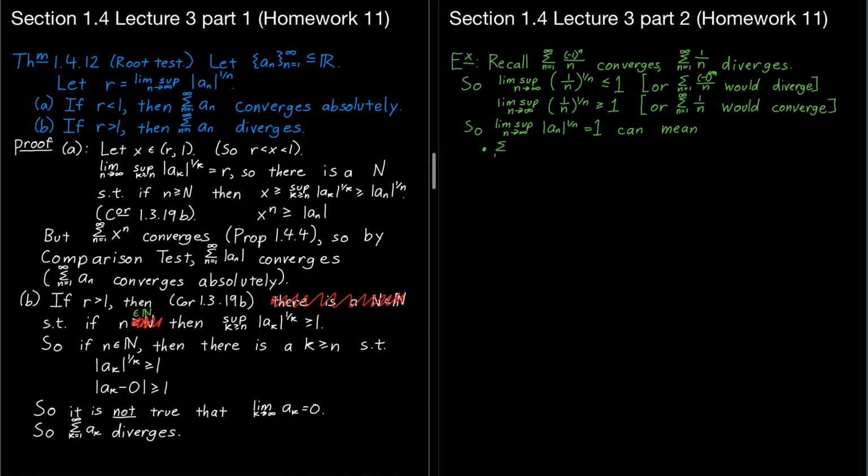So your series can converge or it can diverge. If your lim sup is 1, the root test gives you no information. You can't even rule out the case where it converges absolutely. So here's another example.